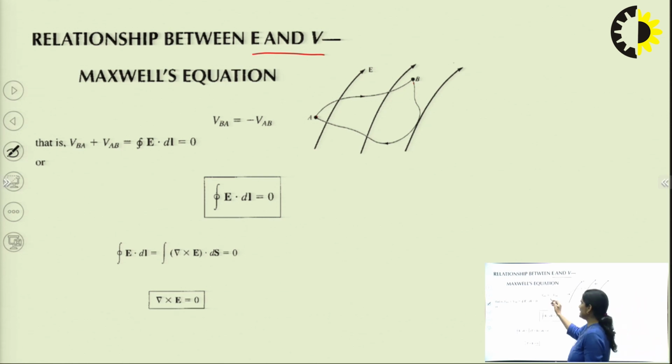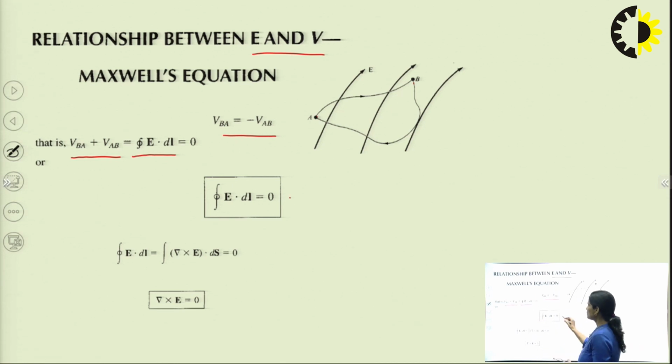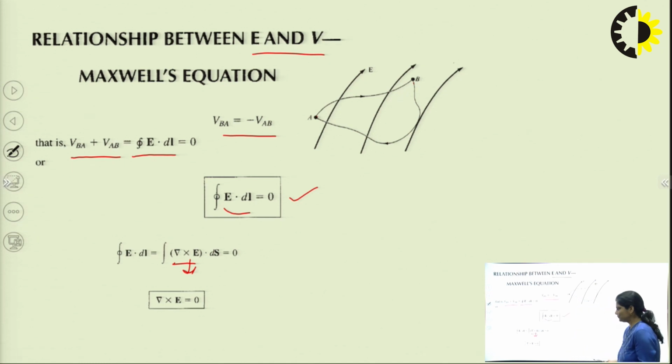Now VBA is equal to minus VAB, and for a closed surface, VBA plus VAB is equal to closed integration E dot dl is equal to 0. So here closed integral E dot dl is equal to 0, and now put the value of the closed integral E dot dl, which is equal to del cross E dot ds, that is equal to 0. Now from this equation you will get del cross E is equal to 0.